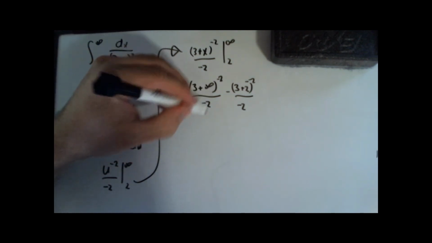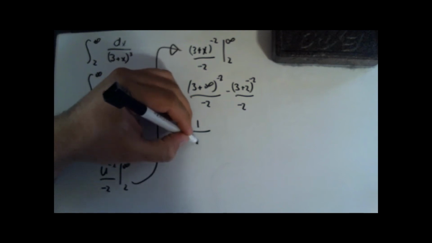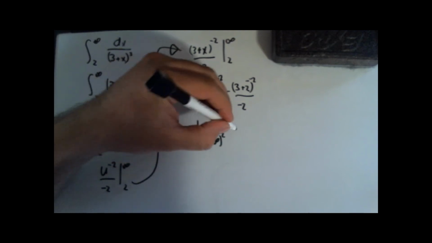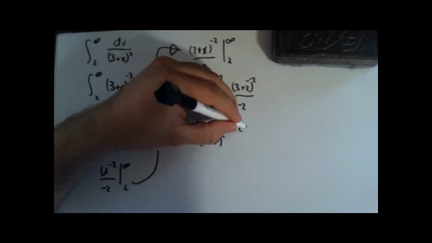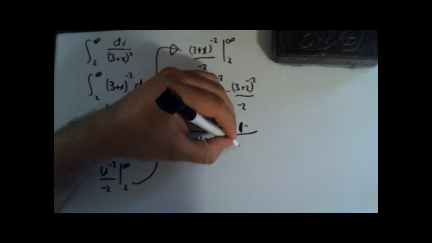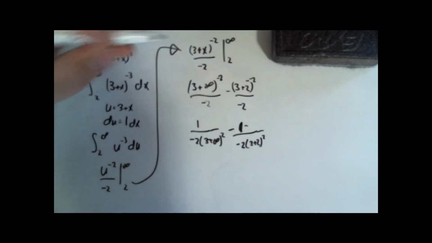And I'll move our numerators into the denominator to simplify things. 1 over negative 2 times 3 plus infinity squared, minus, that should be a 1 over negative 2 times 3 plus 2 squared.